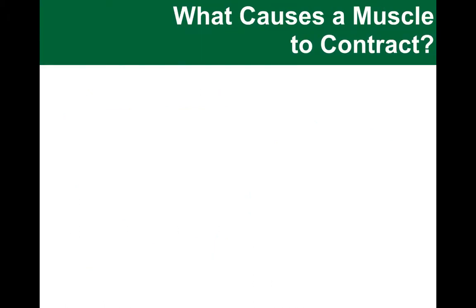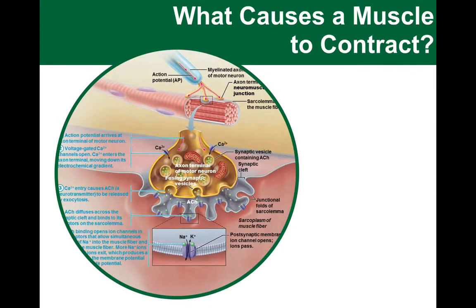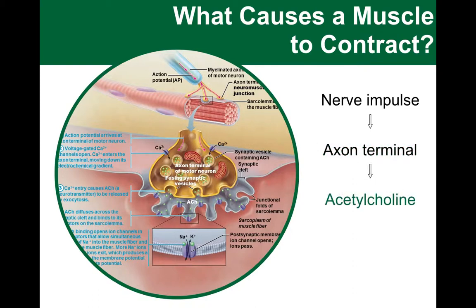Next, I want to talk a little bit about what causes a muscle to contract. And this is a figure that you can find in your textbook. You can study it in more detail there, but I am going to give you a summarized story. So first, a nerve impulse travels down the nerve cell and it reaches the end of the nerve cell, which is known as the axon terminal. And here, a chemical known as acetylcholine is released into the synaptic space and it causes a change in the flow of calcium in the muscle cell surface.